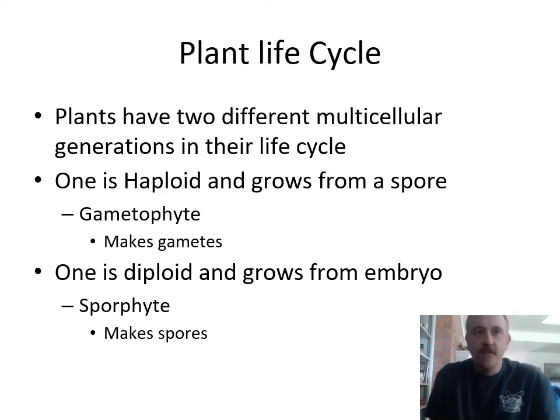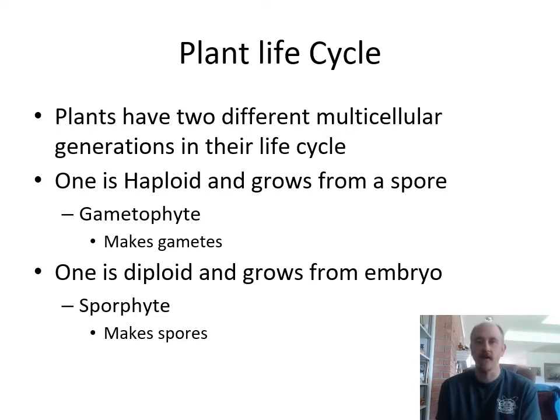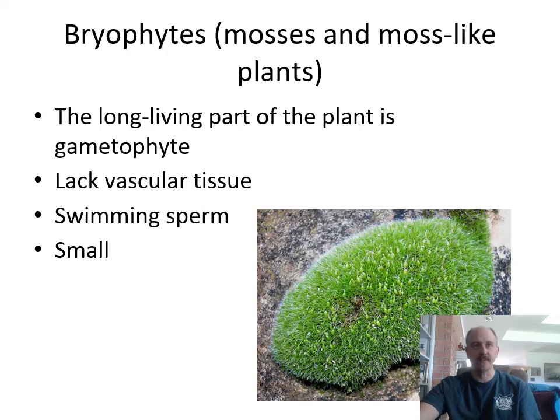So first things first, bryophytes have an alternation of generations life cycle just like all plants. I already went over this, but I have it here in text form. So plants have two different generations. One is haploid, and it grows from a spore. If it grows from a spore, it's a gametophyte. Gametophyte, phyte means plant. Gametophyte is a plant that makes gametes. Sporophyte grows from a fertilized egg, basically. It is a plant that makes spores.